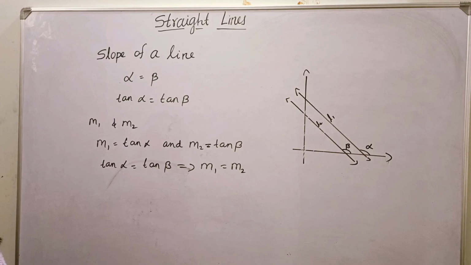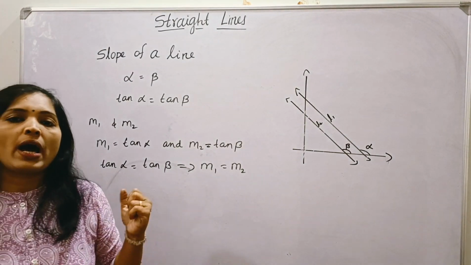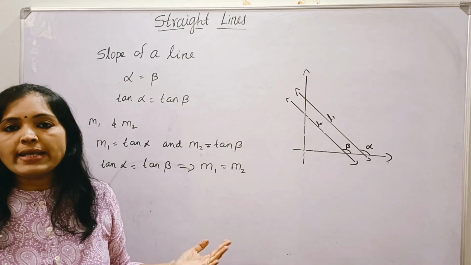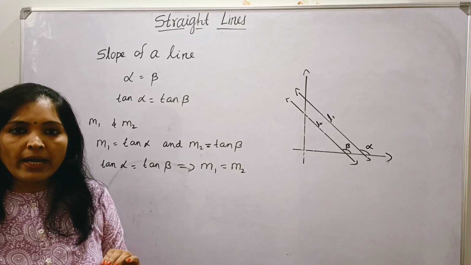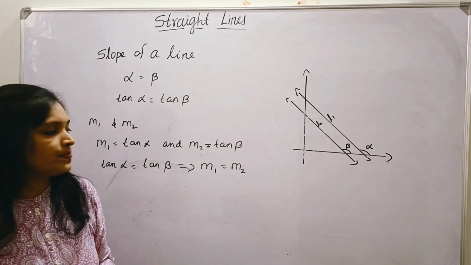So we can say that if 2 lines are parallel, then their slopes are equal. Or we can say two lines L1 and L2 are parallel if and only if their slopes are equal.